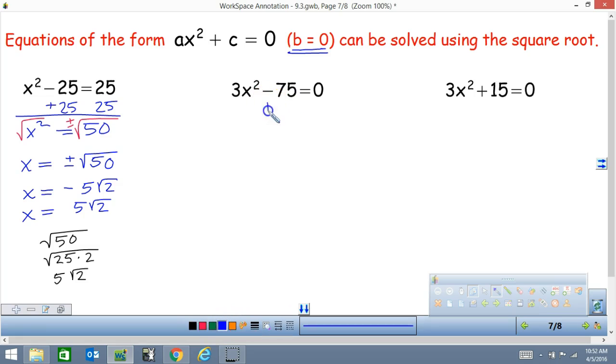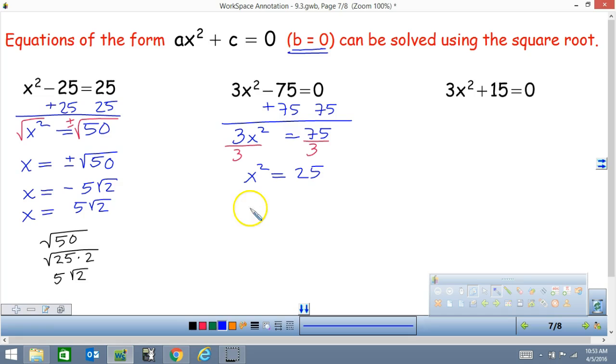In the second example, I'm going to add 75 to both sides. So you isolate your x squared term. Now I have 3x squared equals 75. I will divide off the 3. That leaves me with x squared equals 25. So x equals negative 5, or x equals positive 5. You take the square root of both sides, and when you put the square root sign there, you must put a plus or minus.